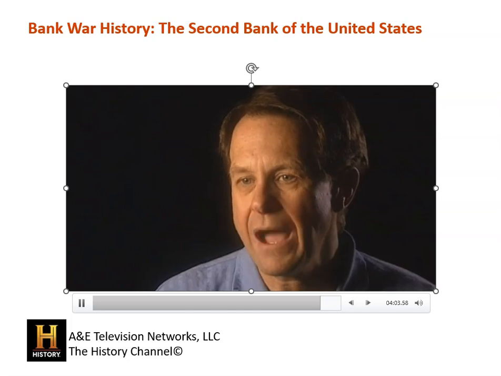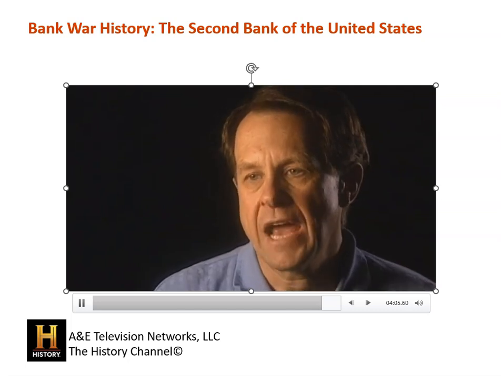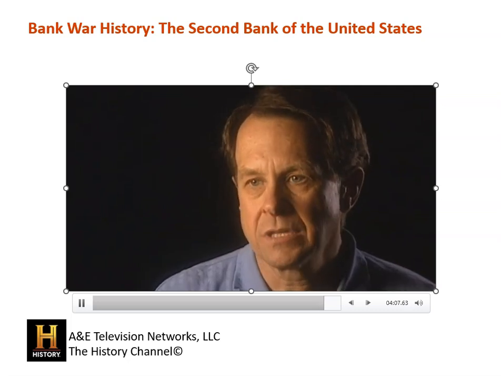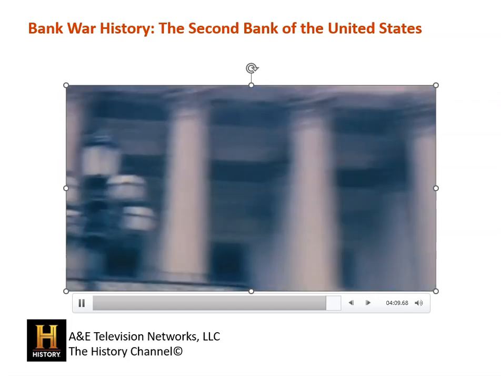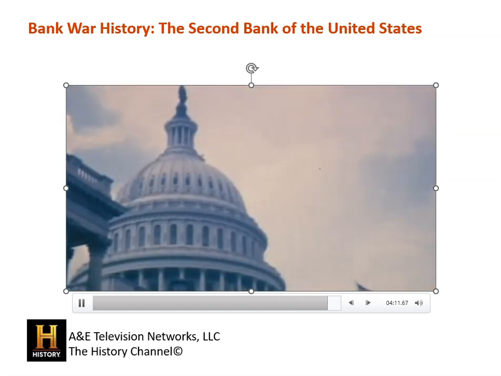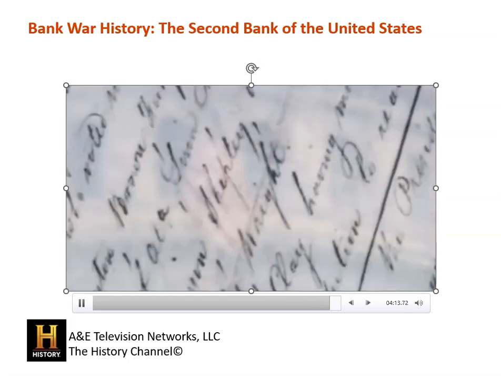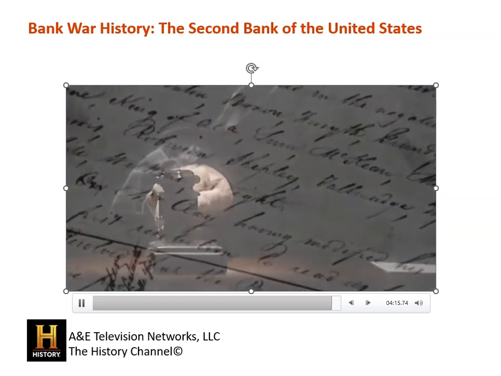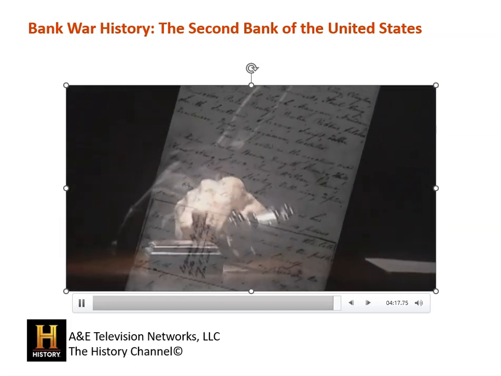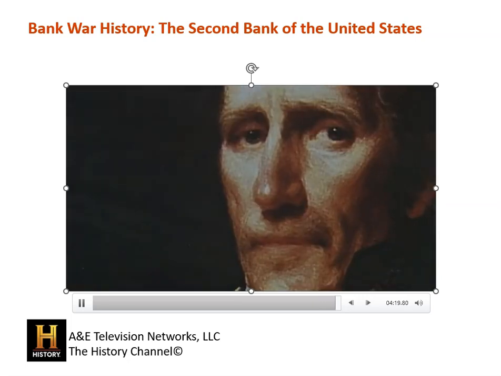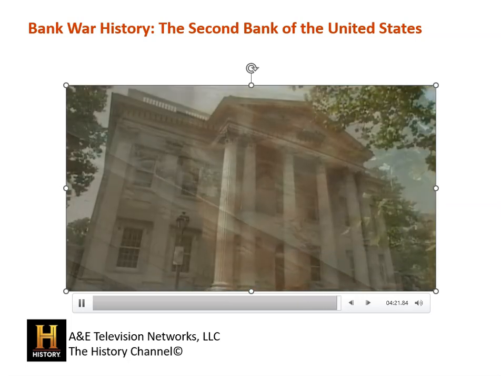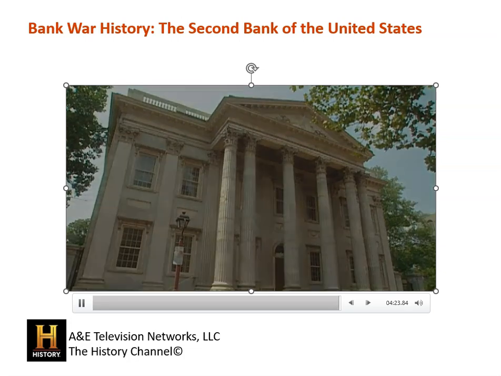And when that was done, Jackson's enemies absolutely went ballistic. When Congress returned and found out what Jackson had done, they censured him for his actions. The first and only president to be censured. By 1836, the Bank of the United States was dead.